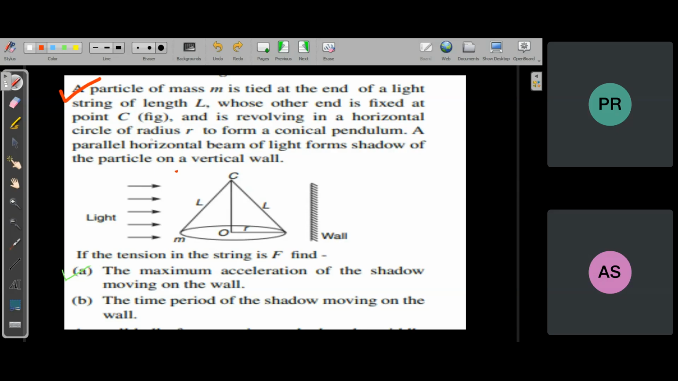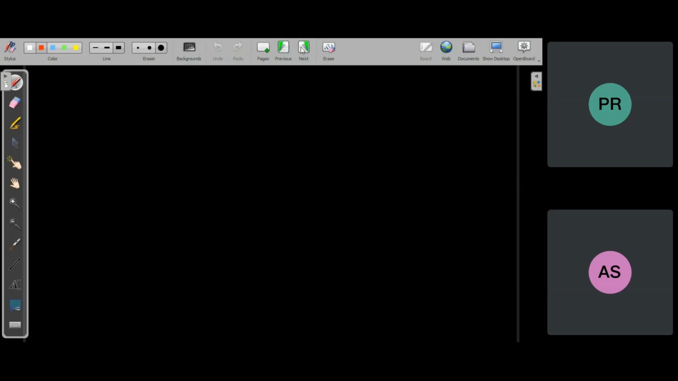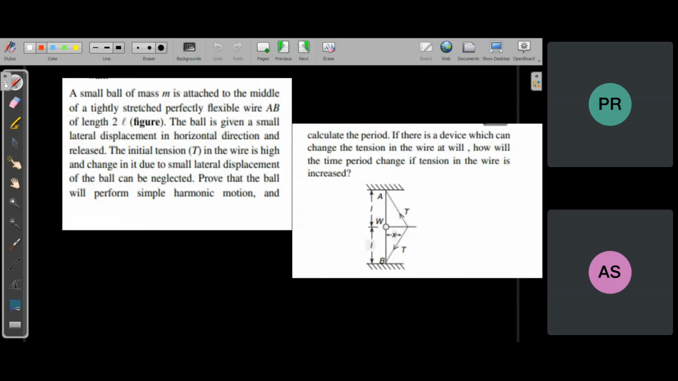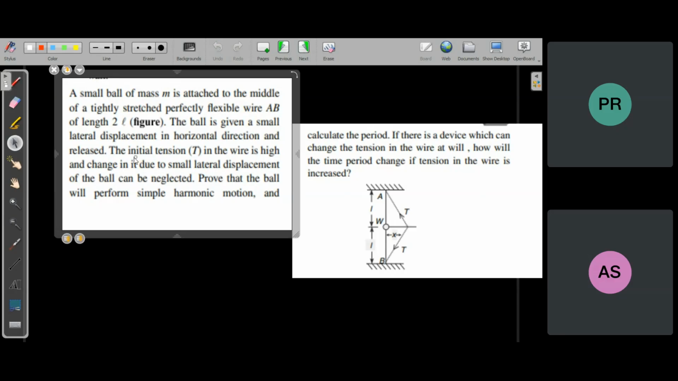Okay, go for next part B. So similar, time period will be 2 pi by omega only. Okay, that is correct. Okay, now you can go for this part.